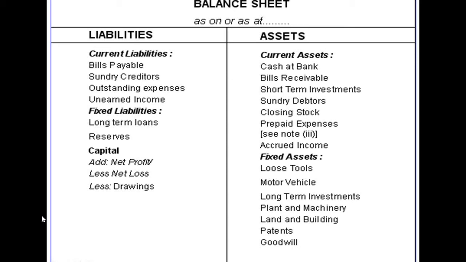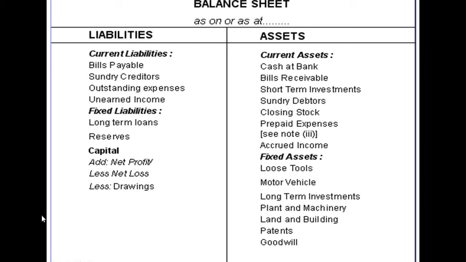Next one is fixed assets. Fixed assets are loose tools, motor vehicles, long-term investments, plant and machinery, land and buildings, patents, goodwill. It refers to those assets which are held by way of equipment, not for the purpose of resale. They are of permanent nature and it is by their help that the business is carried on.